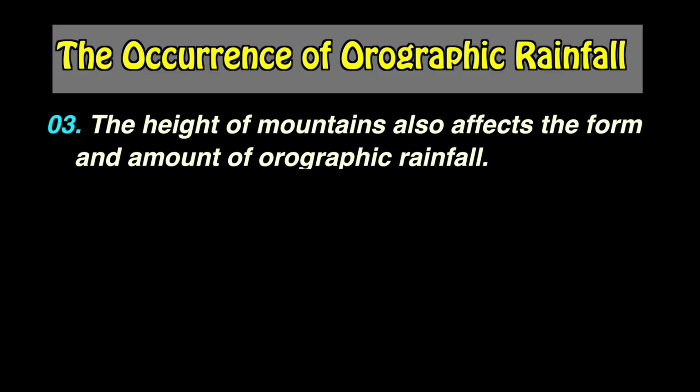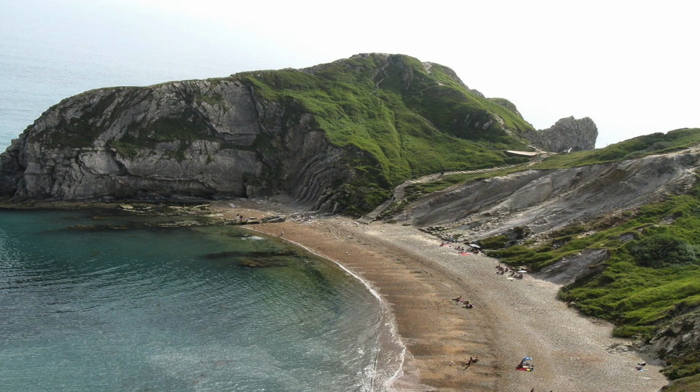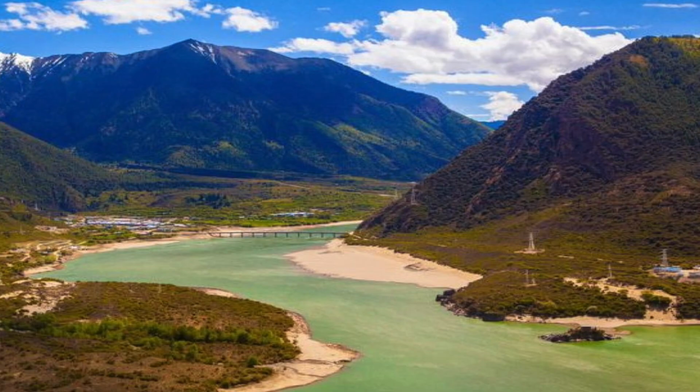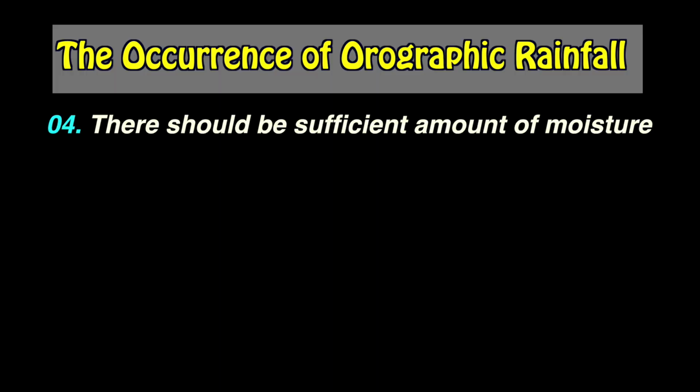The height of mountains also affects the form and amount of orographic rainfall. If the mountains are very close to the sea coast, even low height can be an effective barrier and can yield sufficient rainfall because the moist air becomes saturated at very low height. On the other hand, the inland mountains should be of higher height because the air after covering long distances loses most of its moisture content. There should be a sufficient amount of moisture content in the air.